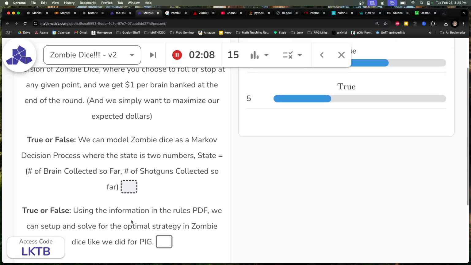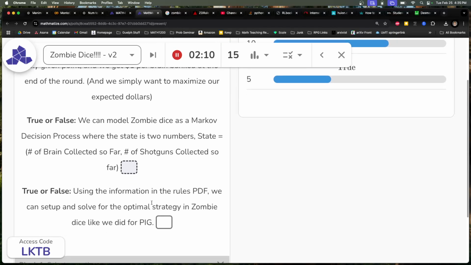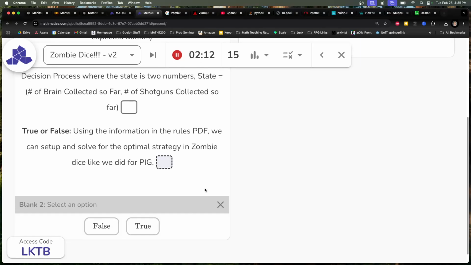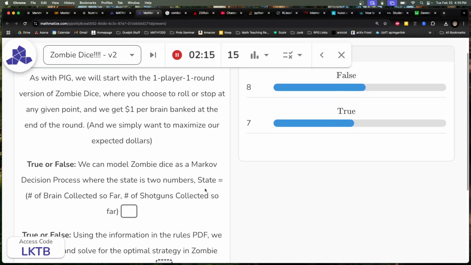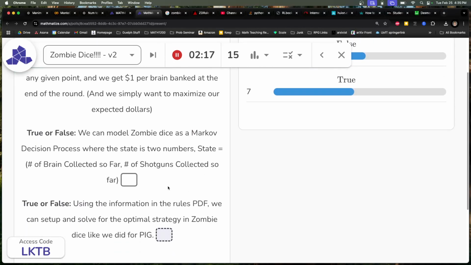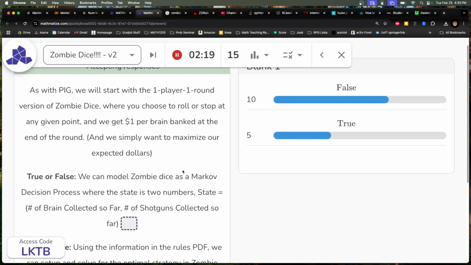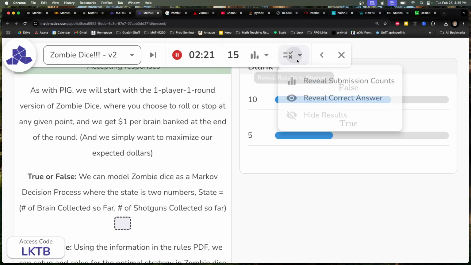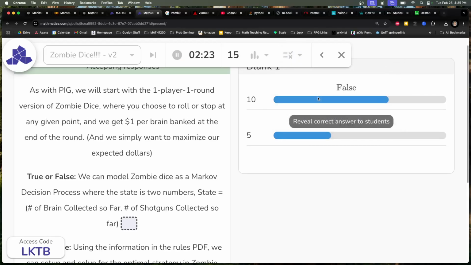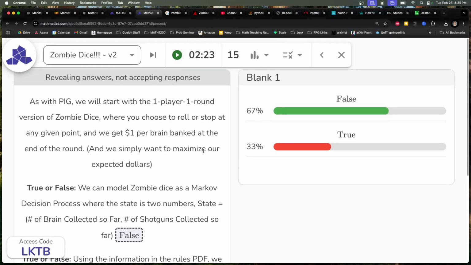That's interesting. Okay. The one I wanted you to vote on was this one. Ooh, this one's still very flip. So in the one where there was a majority, you guys flipped, which was actually quite wise because you got it right. So if you flipped here, before you guys were wrong. So it is false. The number of brains and the number of shotguns is not a state that would make this a Markov decision process.